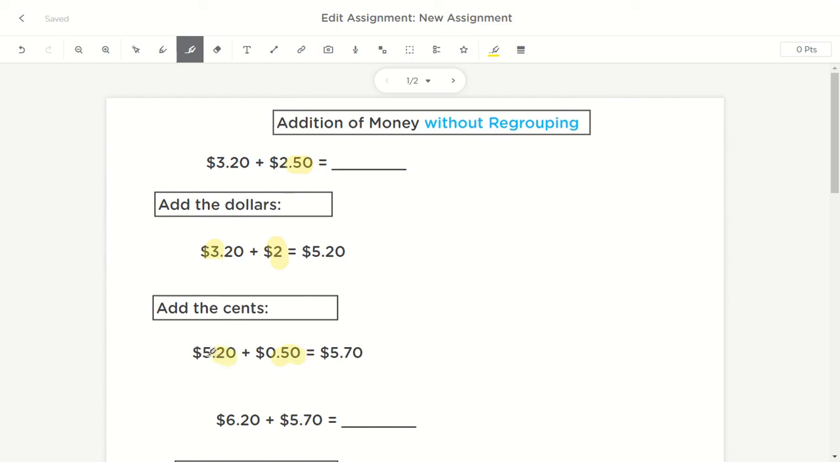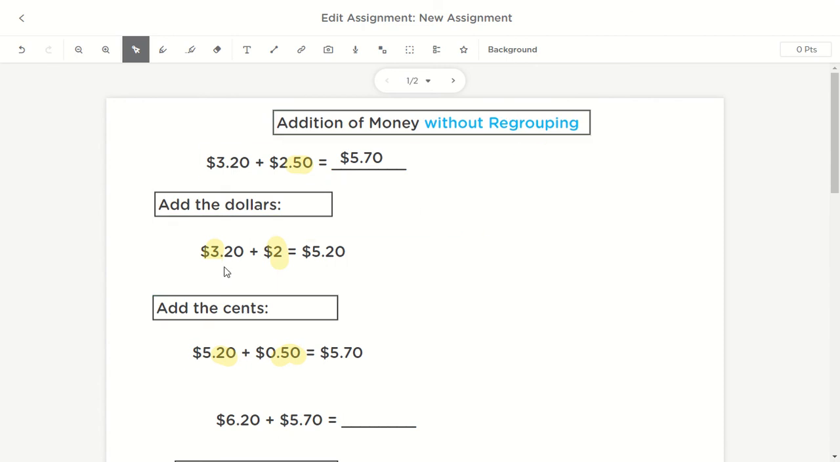I do not touch the $5. So $5 stays, and 20 plus 50 cents gives me 70 cents. So the answer is $5.70. Make sure you have put in your dollar sign. It's very important that the unit is there. So run through again: you add the dollars first, then you add the cents. This is for without regrouping.